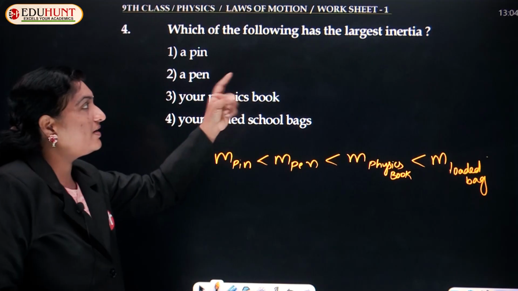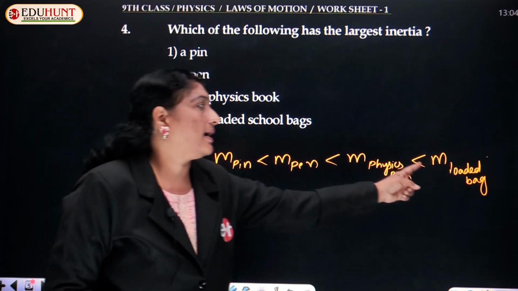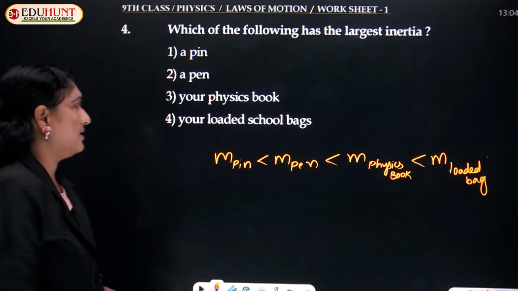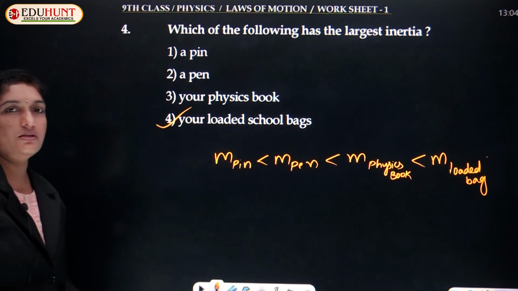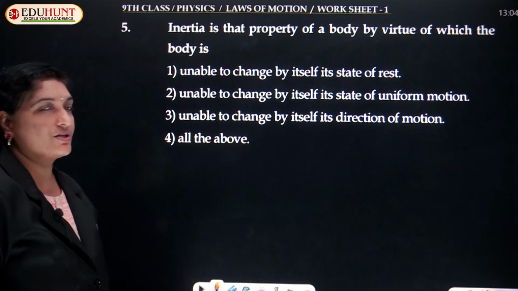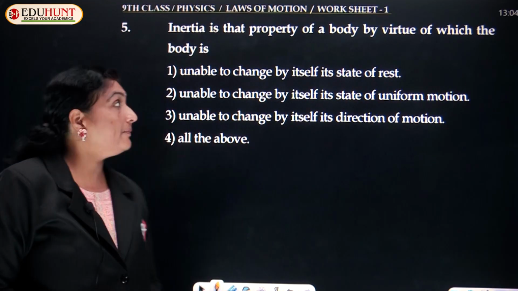Which of the following has the largest inertia? Larger the mass, larger the inertia. Therefore, the fourth option is true, your loaded school bags. Now moving on to the next question, question number 5, children.